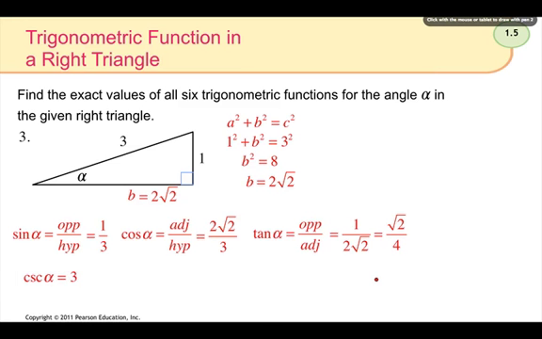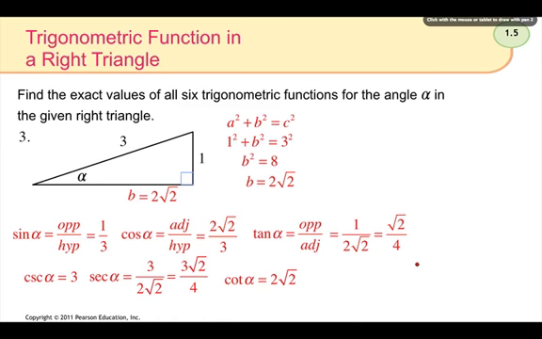And cosecant is just the reciprocal of sine. Secant is the reciprocal of cosine. You rationalize. And cotangent is the reciprocal of tangent. And this is the answer.